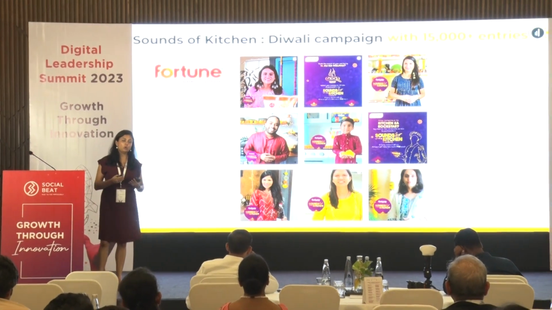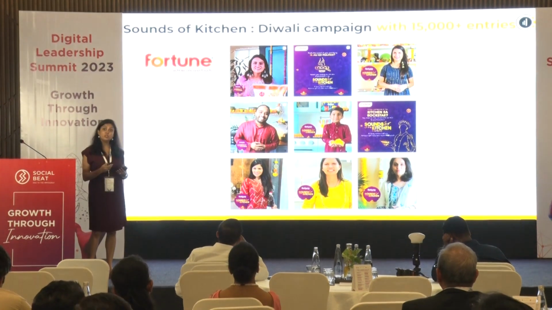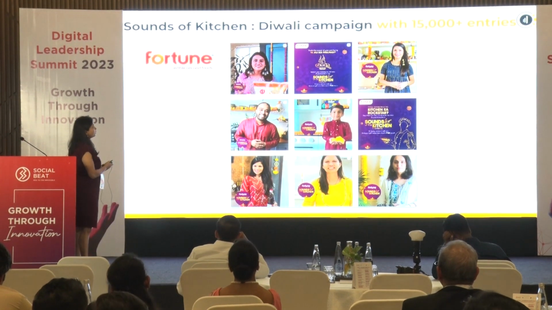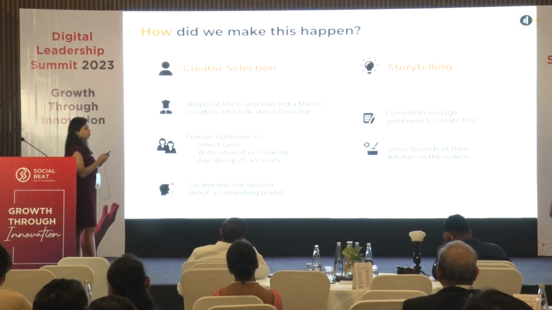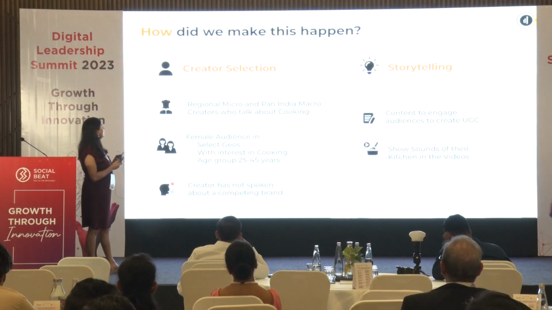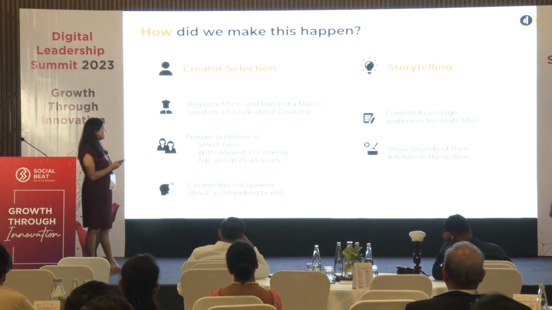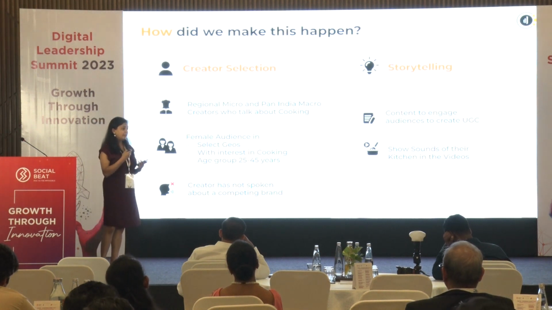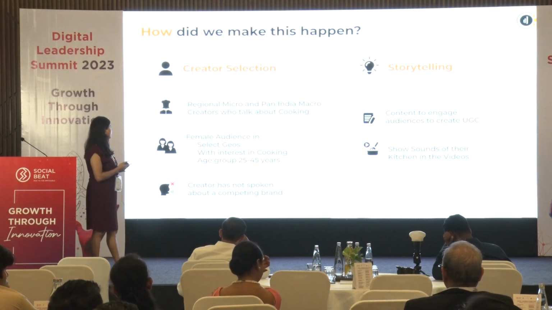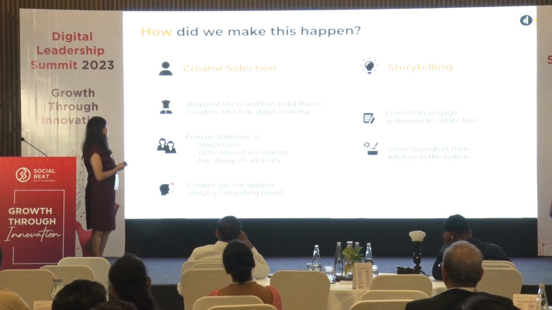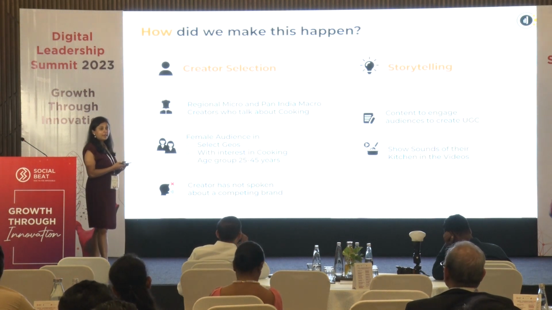That was the whole campaign theme, and it was a UGC-generated campaign where we got almost 15,000 plus entries. And how did we make it happen, right? Coming back to both the problems I addressed earlier, it was choosing the right creator. These were regional creators, a mix of micro and macro, and we ensured that the creators from the select geos the brand wanted to go after had larger female audiences following them in the age bracket 25 to 45 with an affinity for cooking. And these creators had not spoken about a competing brand recently.